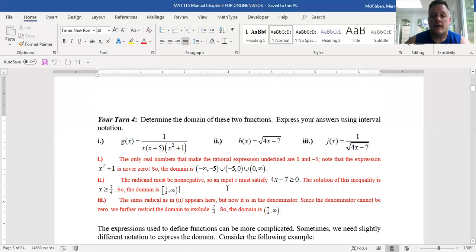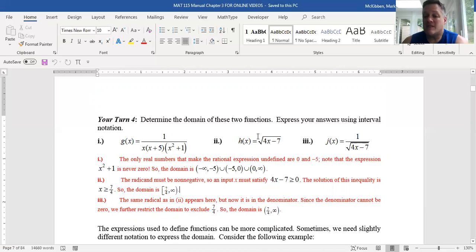All right. For the second one, this is basically just like example 7 that we talked about. It's a square root. So in order for this to produce a real number, the inside has to be bigger than or equal to 0. If you solve that for x, add 7, divide by 4, you get this right-hand ray.